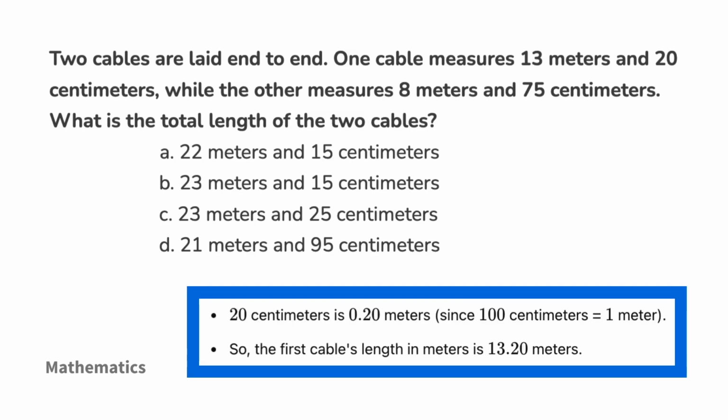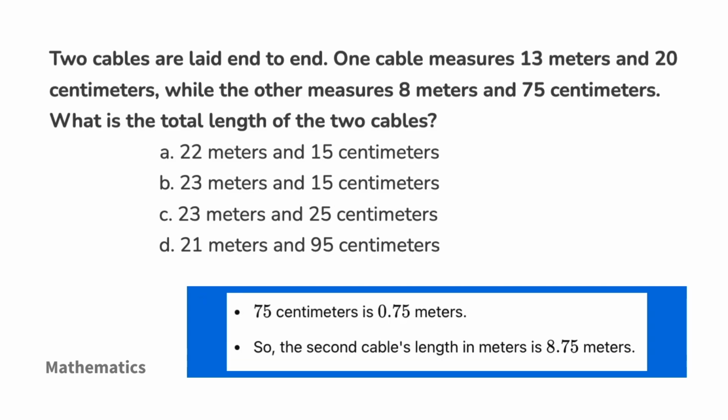All right, great. Let's talk about it. We need to understand first how to convert the measurements into meters. The first cable is 13 meters and 20 centimeters. 20 centimeters is 0.2 meters since 100 centimeters equals 1 meter. So the first cable's length in meters is 13.2 meters. Furthermore, the second cable is 8 meters and 75 centimeters. 75 centimeters is 0.75 meters, so the second cable's length in meters is 8.75 meters.